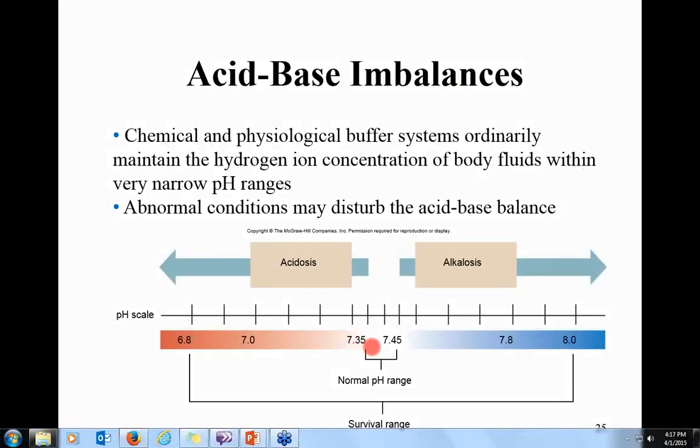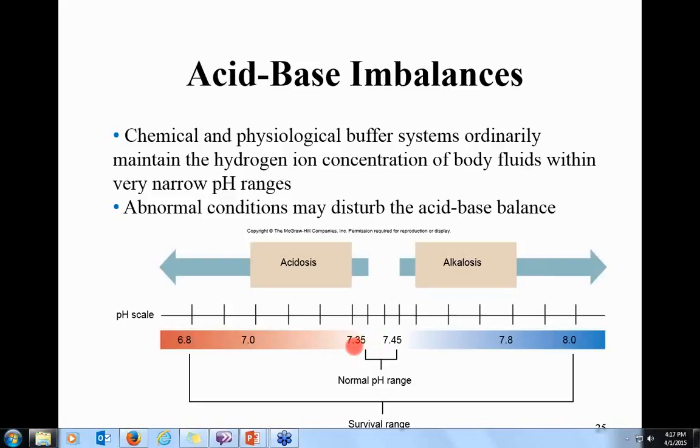And I'm going to go down to this part of the slide, down here on the pH scale, and notice that normal pH is between 7.35 and 7.45. So we have a very narrow homeostatic range of pH. So a normal healthy range of pH is very slight.